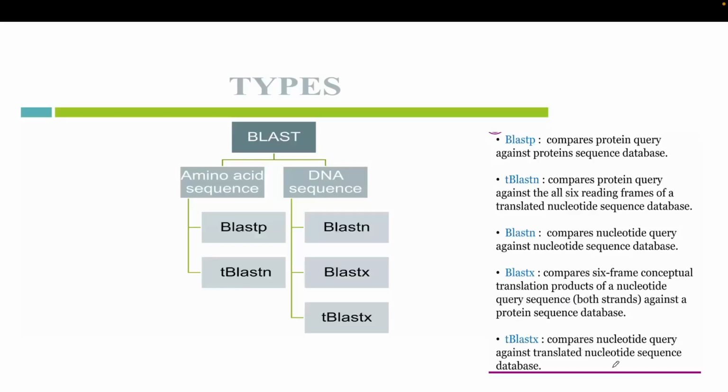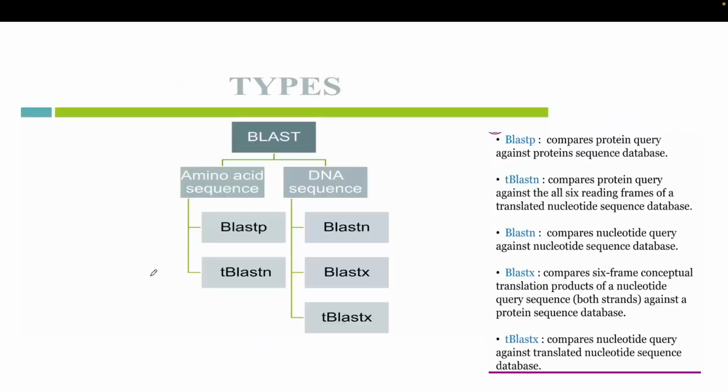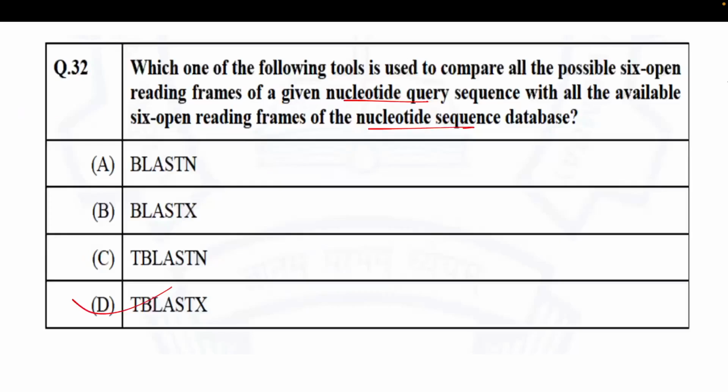But here the query sequence will be nucleotide, and it is checked against the translated nucleotide sequences. So that's why the correct answer of this question will be option D, TBLASTX. Because in the case of BLASTX, the 6 frame translated product of a nucleotide query is checked against the protein sequence databases. But the question is asking about a nucleotide query sequence checked against the nucleotide sequence databases.